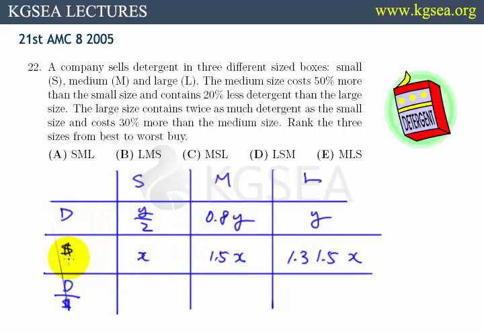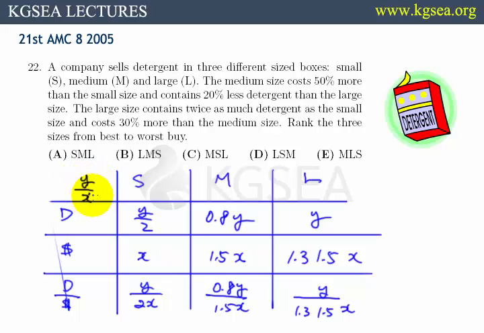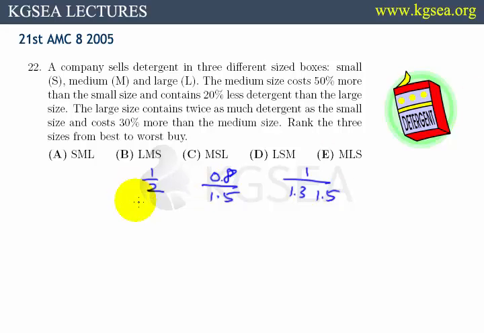Well, it's detergent divided by dollar, so I'm going to divide them. So it is y over 2x for the small one, 0.8y over 1.5x for the medium, and y over 1.3 times 1.5x for the large. The y over x is the same, so we are just comparing these three fractions now, right? We can forget the y over x, because they are all the same. We're dealing with one half, 0.8 over 1.5, and 1 over 1.3 times 1.5. Okay, now I will magically make them disappear. So we are comparing these three fractions to see which is bigger.